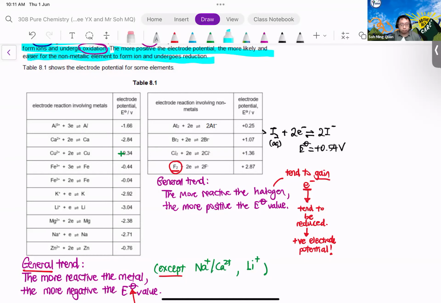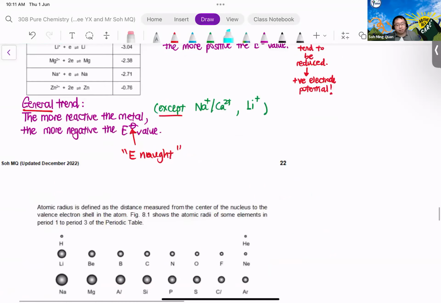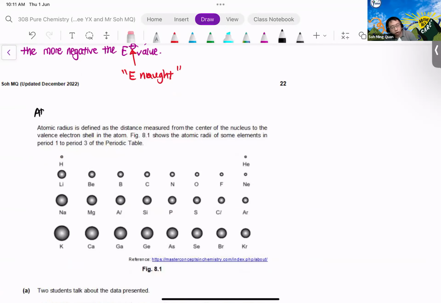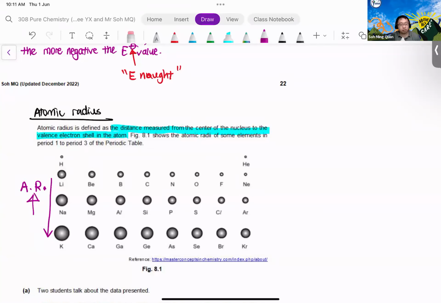Okay, so moving on, if there are no questions, the next section should also have a subheader. It's about atomic radius. Again, the definition is the distance measured from the center of the nucleus to the valence electron shell in the atom. You can quite clearly see patterns, right? As you go down the group, atomic radius increases. As you go from left to right, atomic radius decreases. So always write the trend down because it will help you. Okay, so moving on.